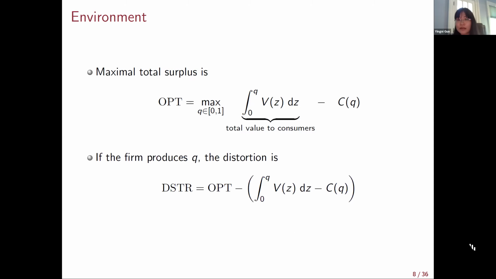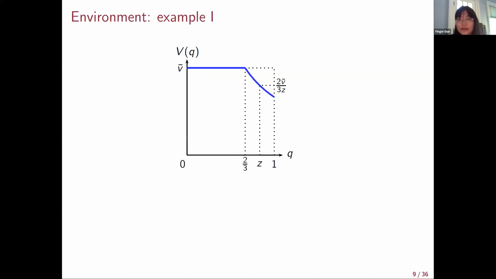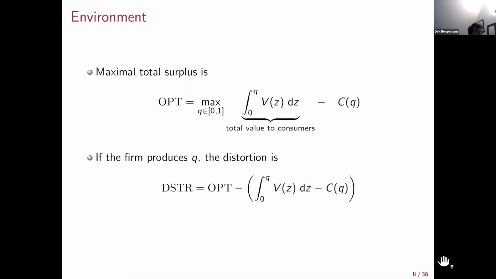Okay. Now let's look at two demand and cost scenarios that we will use in the talk frequently. So this is the first example. So this blue line, questions? Sorry, would you mind going back one slide? Yes.